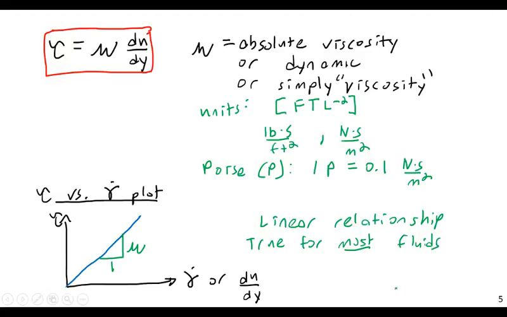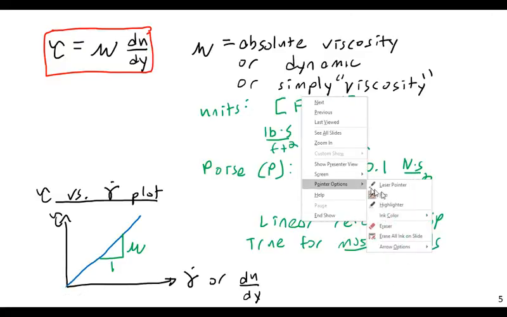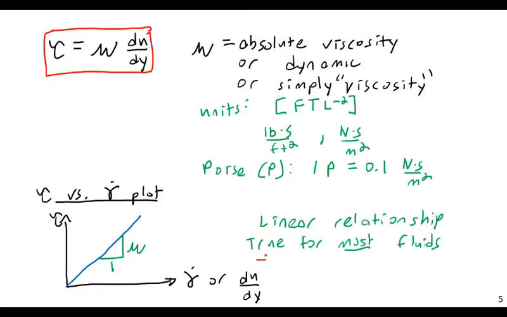There are some exceptions, but in general, if this relationship is true, by definition, this is what defines a Newtonian fluid. You've probably heard that term before. A Newtonian fluid is one where the relationship between the rate of shear strain and applied shear stress is going to be linear.